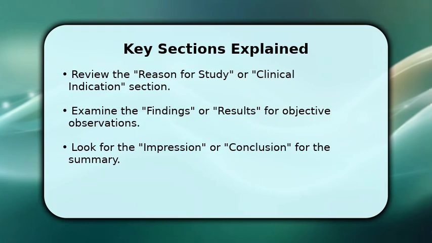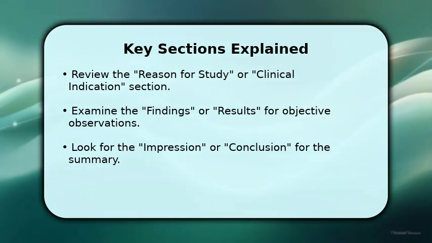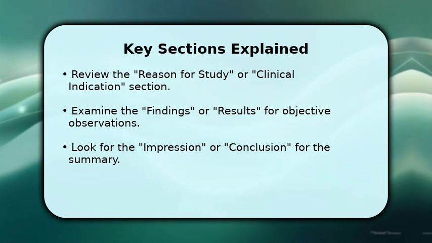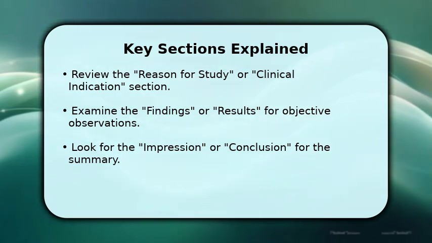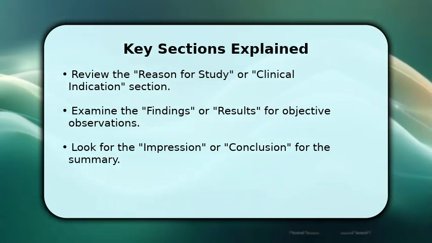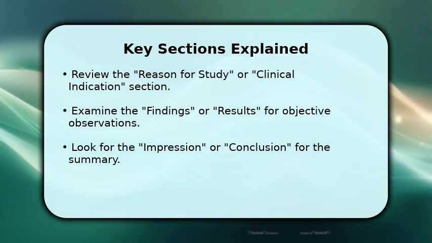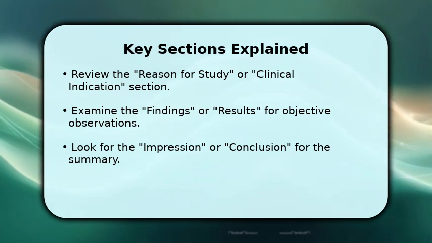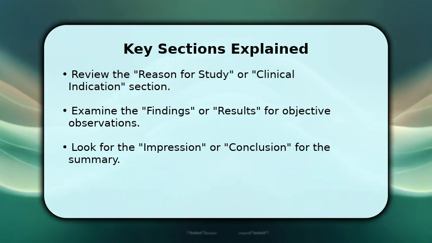Every medical report typically includes a reason for study or clinical indication section, which explains why the test was ordered. Following this, the findings or results section presents the objective data, such as measurements, descriptions, or numerical values. For instance, a blood test might show a white blood cell count of 8,000 per microliter. The impression, or conclusion, then provides the interpreting physician's summary and diagnosis.